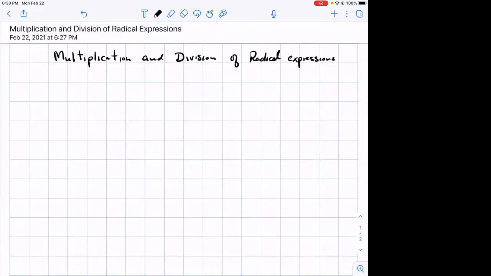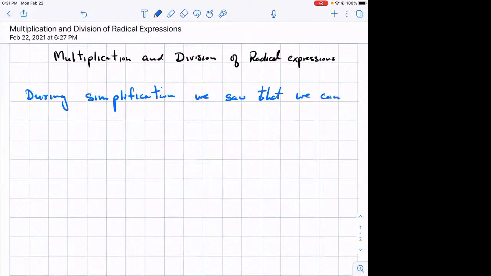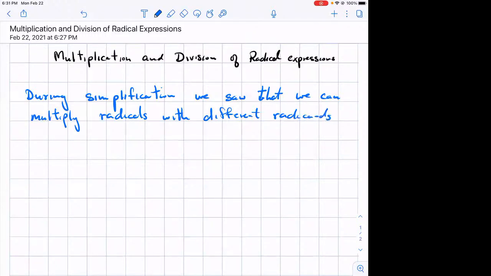We saw that we can multiply radicals with different radicands, during simplification of radicals. And what do I mean by that?